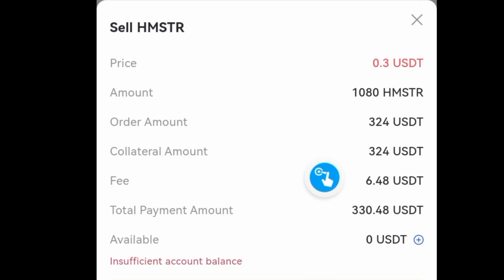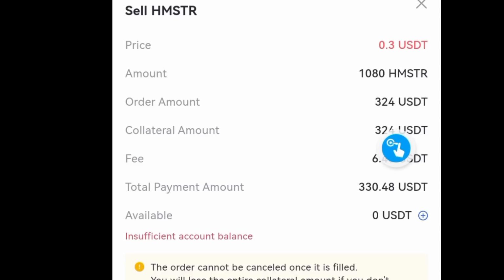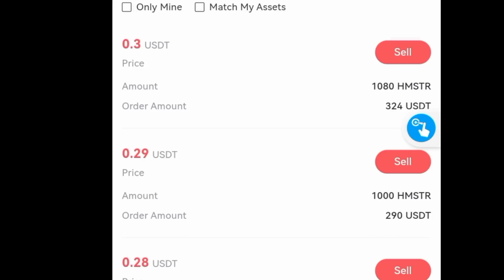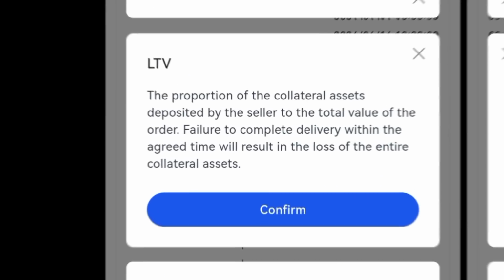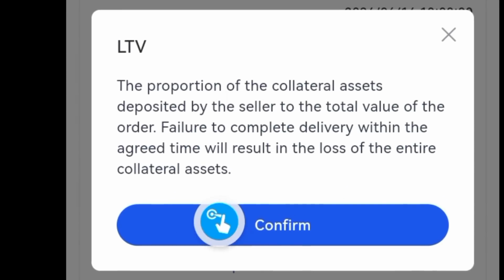Now I want you to see what follows next. The collateral amount. The collateral amount is the same as the order amount. As a seller on this platform, you must provide collateral equal to the money you'll be making. The reason for this is so that if you fail to deliver these 1080 hamster tokens to whoever is buying, this money will be forfeited. Your collateral amount will be forfeited. That's what they mean by this LTV right here. If we click on that, that's the amount of money you're going to be forfeiting if you fail to deliver.